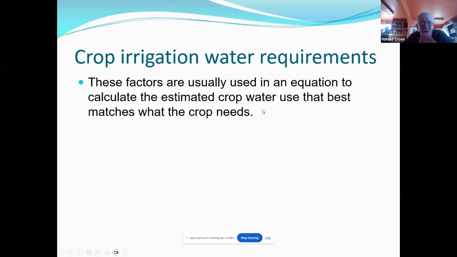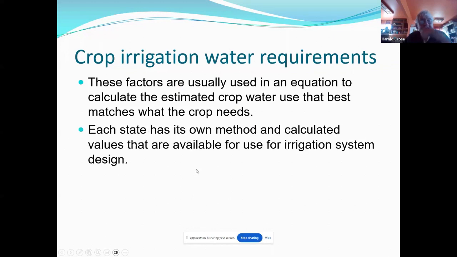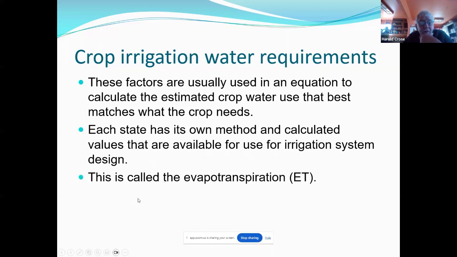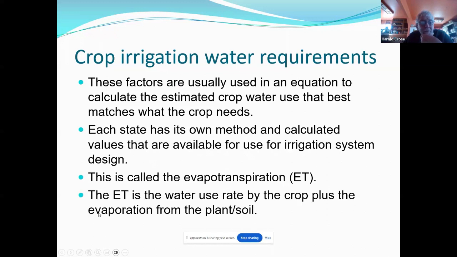These factors usually use an equation to calculate. I'll kind of move through this and not read it, running a little bit long on time here. Each state has its own method and calculated values that are available for use for irrigation system design. This is called the evapotranspiration rate, or ET. The ET is a water use rate by the crop plus the evaporation from the plant and soil. So it's the crop, what it's taking up, and the evaporation. And this is the amount of water the plant uses.